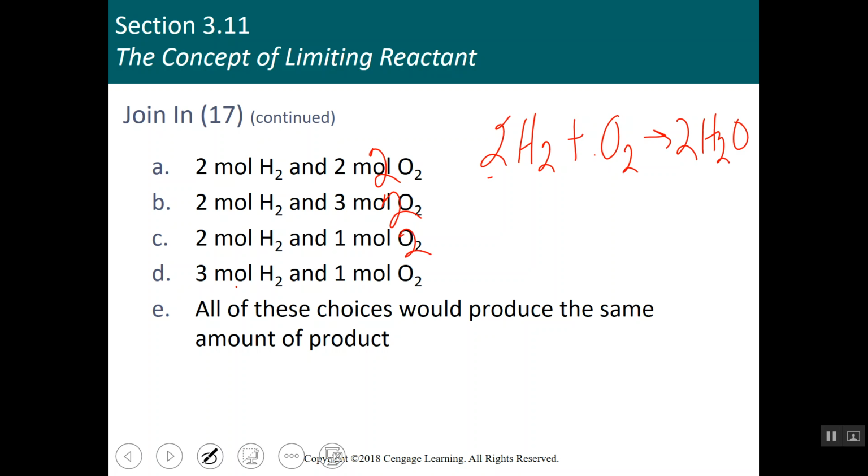If I have 3 moles of hydrogen and 1 mole of oxygen, now this is limiting because I don't have enough hydrogen to react with it, but I'm still only going to get 2 moles of water. And so all these choices are going to produce the same amount of product. Now I know some of those questions there at the end were kind of confusing, and I apologize for adding to the confusion. But please note that the mathematical part is the more important part, so make sure you get plenty of practice with percent yields and theoretical yields.